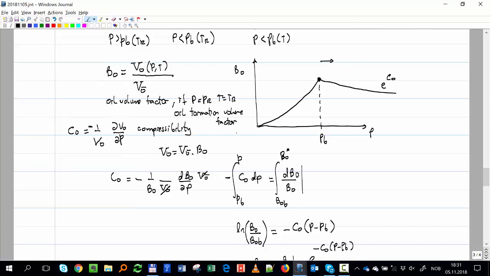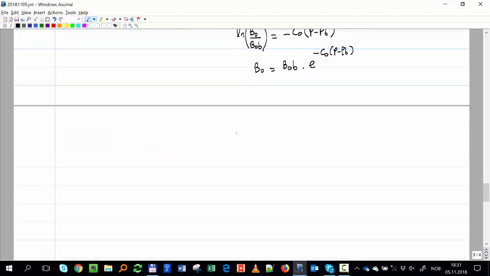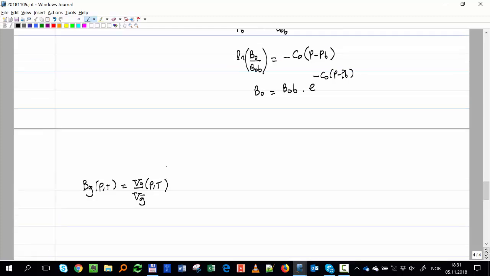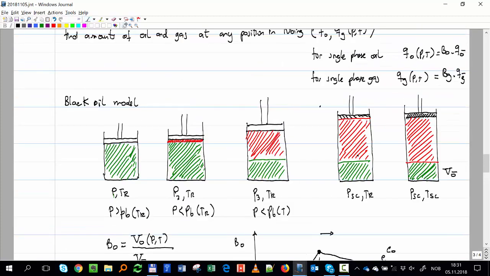Okay. Now I define BG, that BG we already know what it is, right? BG will be the volume of gas divided by the volume of gas at standard conditions. So what happens here when I'm below the bubble point? I have no BG, right? Because there is no gas. So it doesn't make sense to make this Vg, but I can make it here. Here is a very small volume divided by a big volume. This will be Vg.